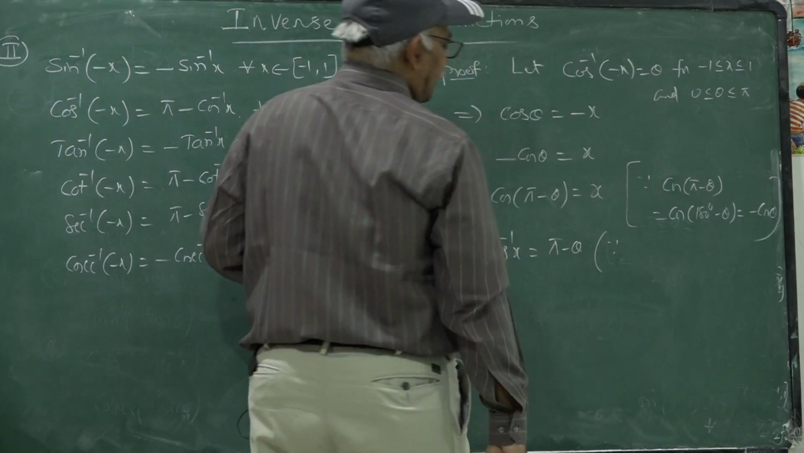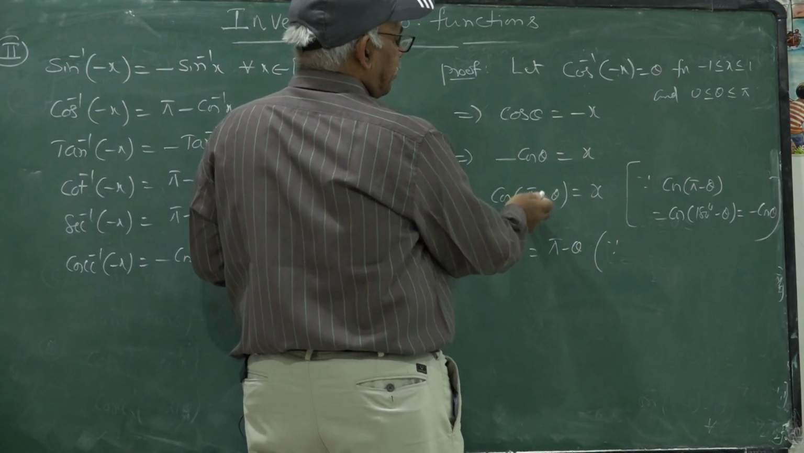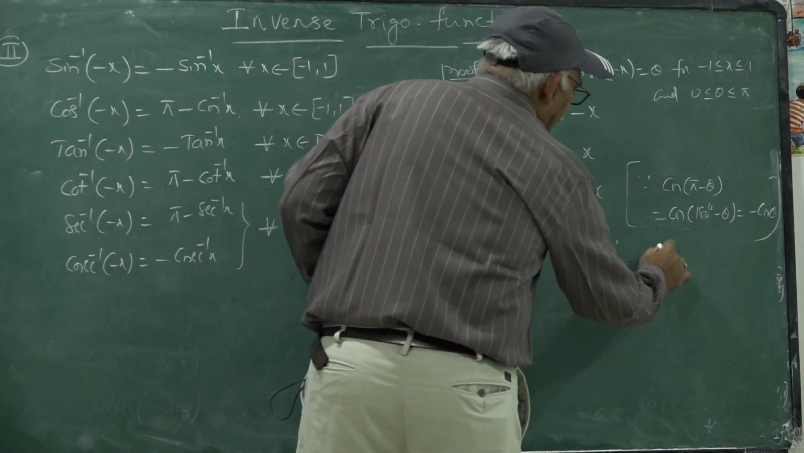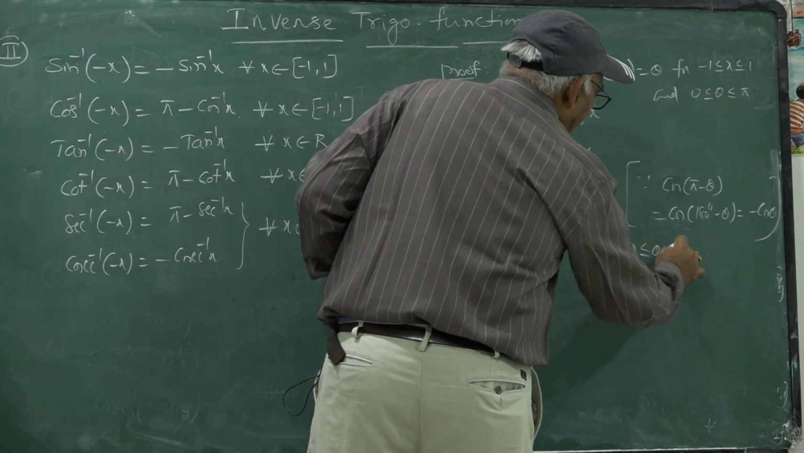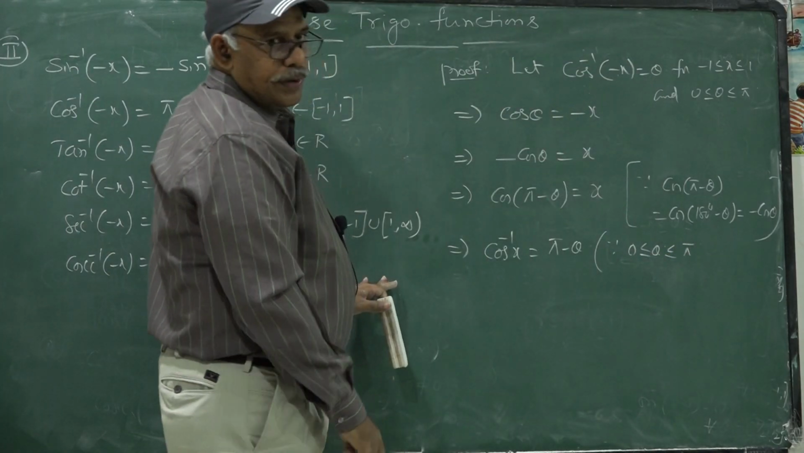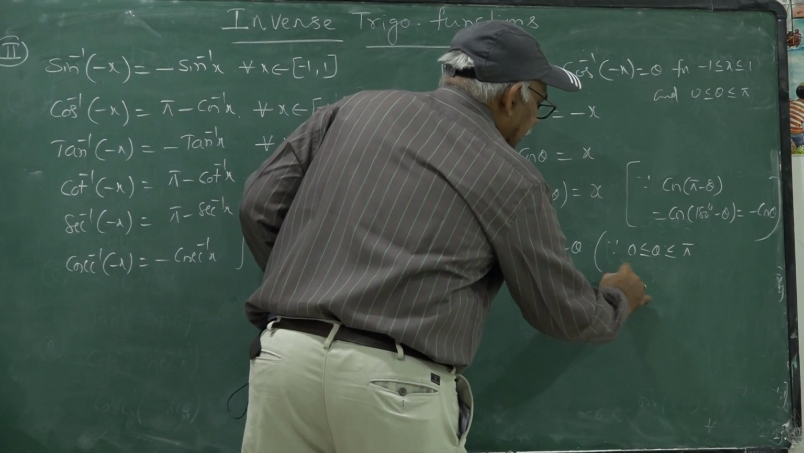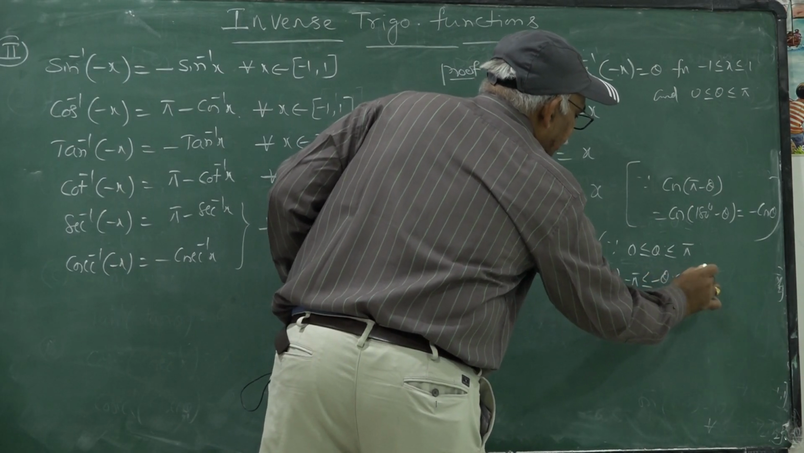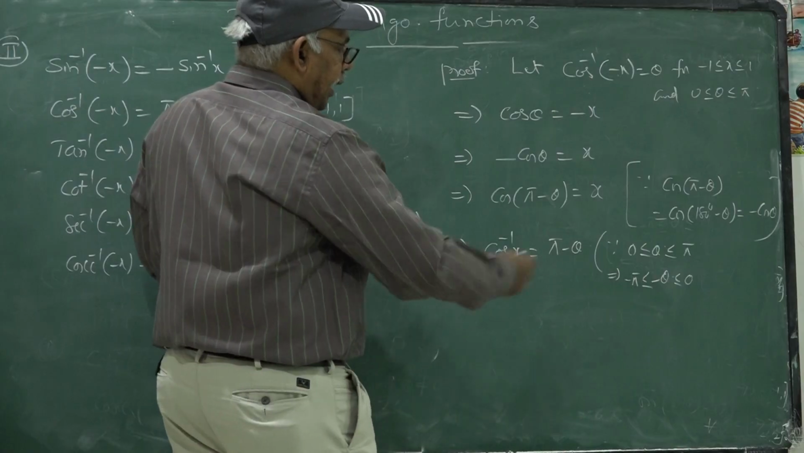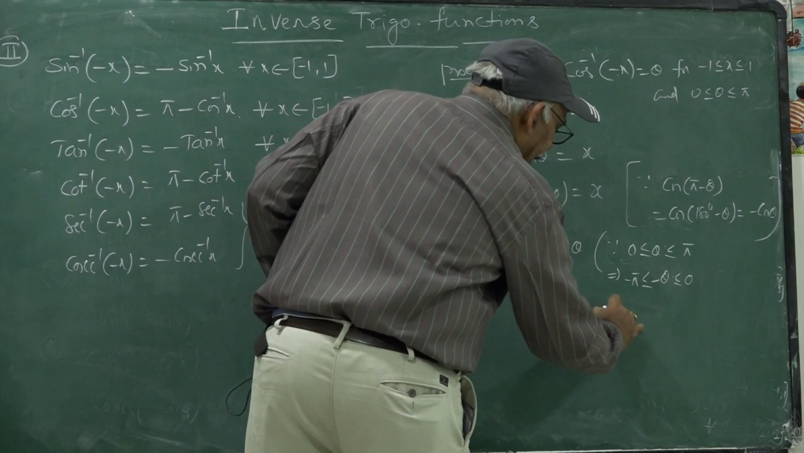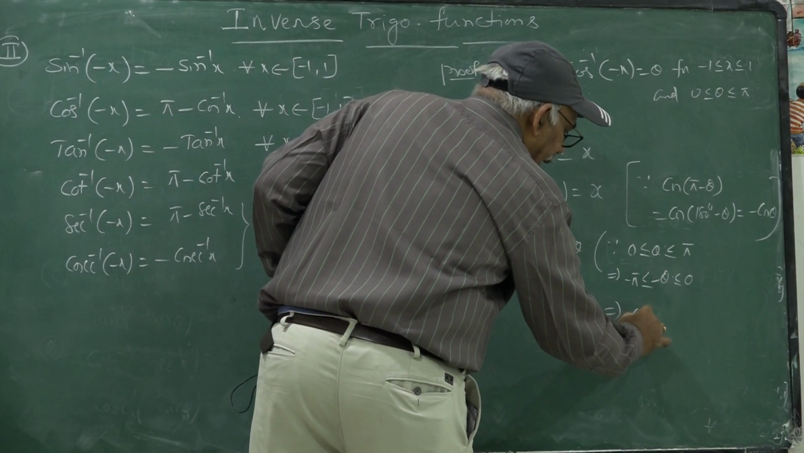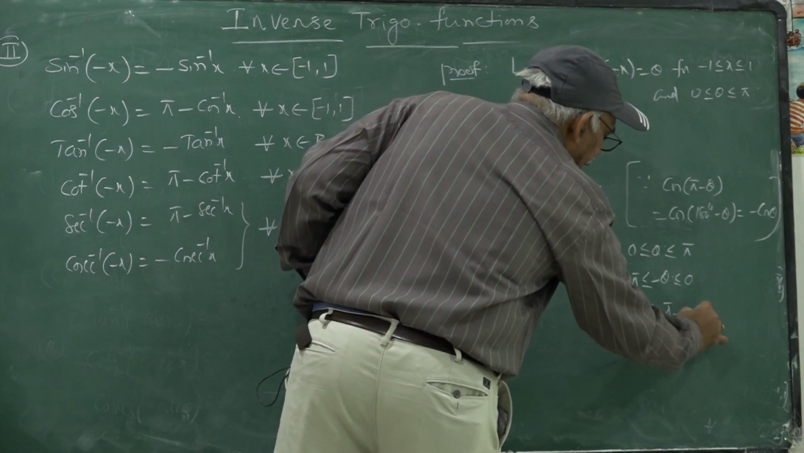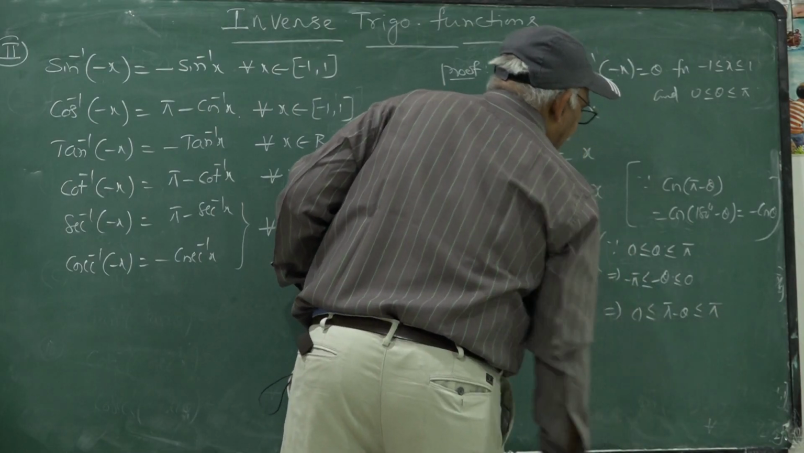Here cos inverse can be applicable because pi minus theta is always less than pi. Since theta lies between 0 and pi, it implies minus theta lies between minus pi and 0. Adding pi throughout the inequality, we get 0 is less than or equal to pi minus theta is less than or equal to 0 plus pi, that is pi.